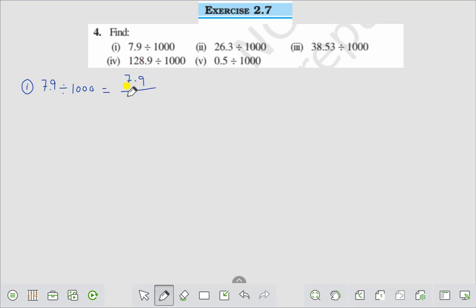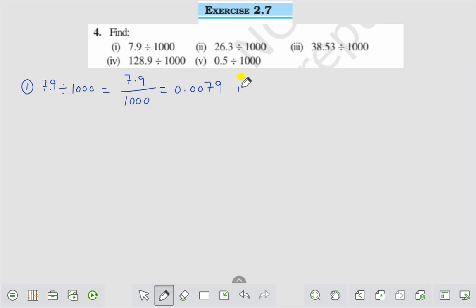divided by 1000. First you have to know what the rule is if we divide a number by 1000. The rule is that you have to shift the point to the left side 3 digits. That means 1, 2, 3. That means it can be written as 0.0079. Now you see, the point was here, right? To divide a number by 1000, you have to shift the point to the left side 3 digits. That is 1, 2 and 3, right?